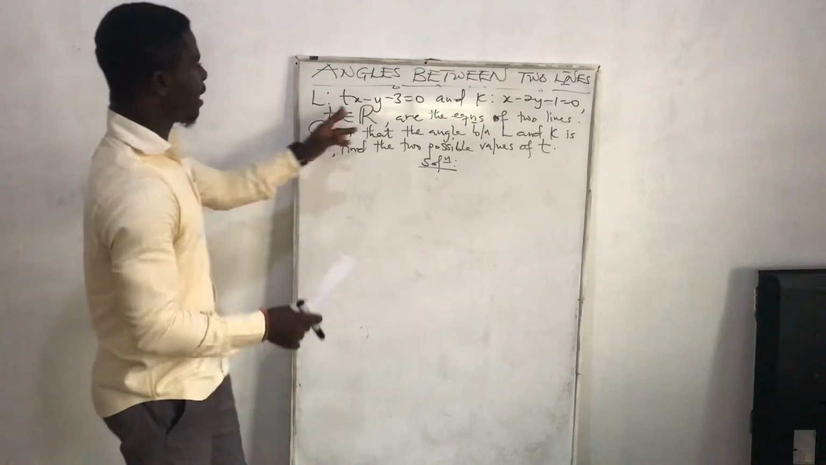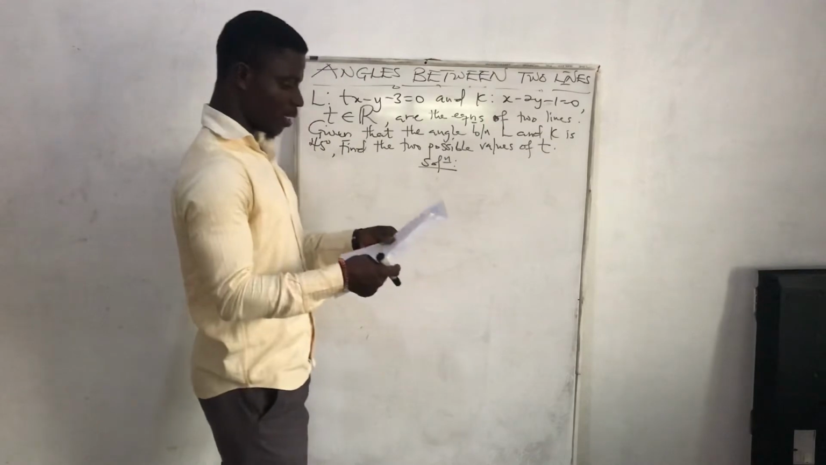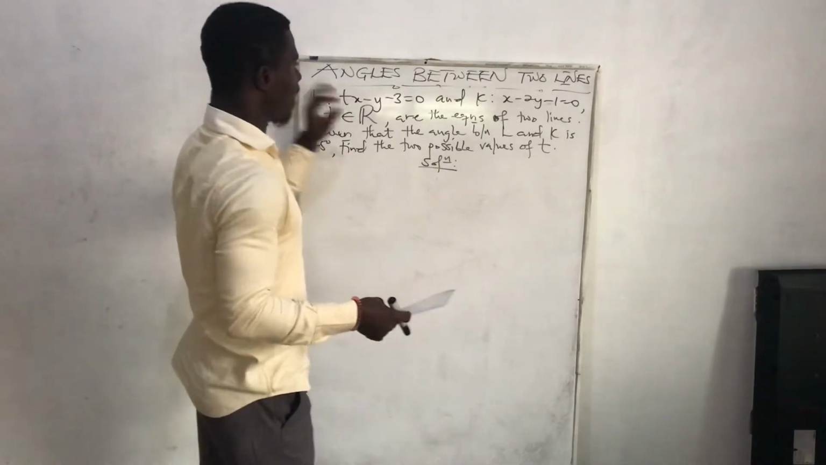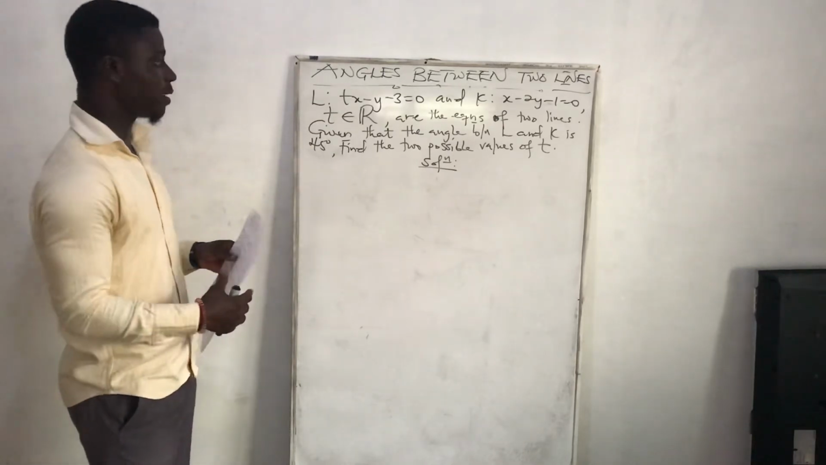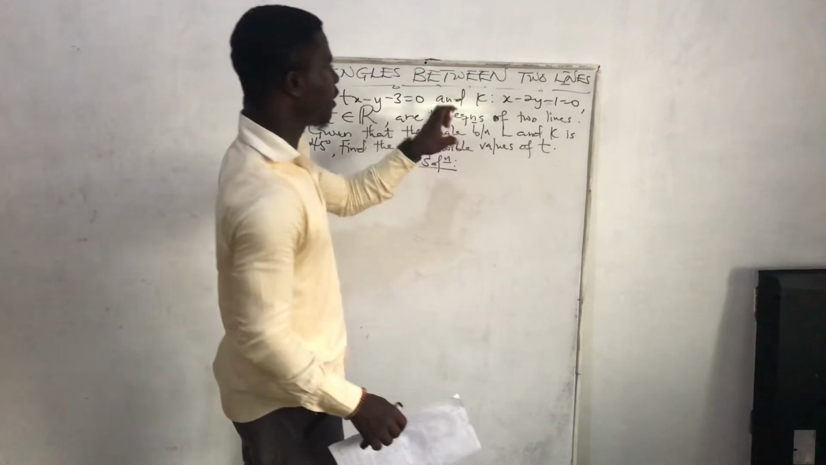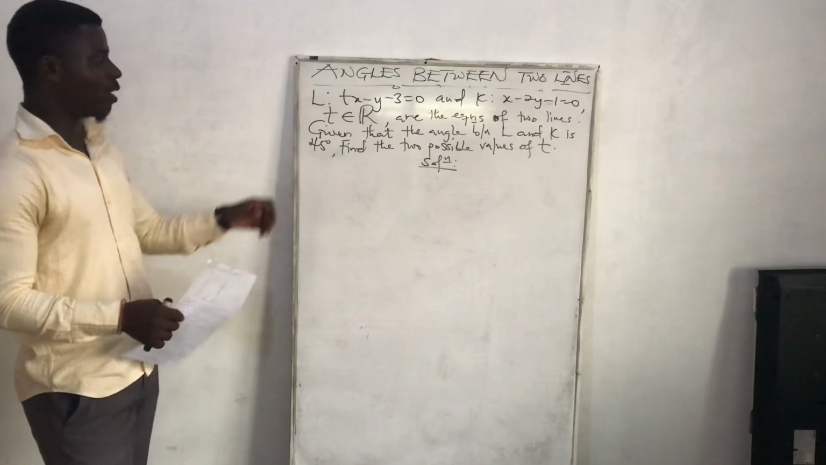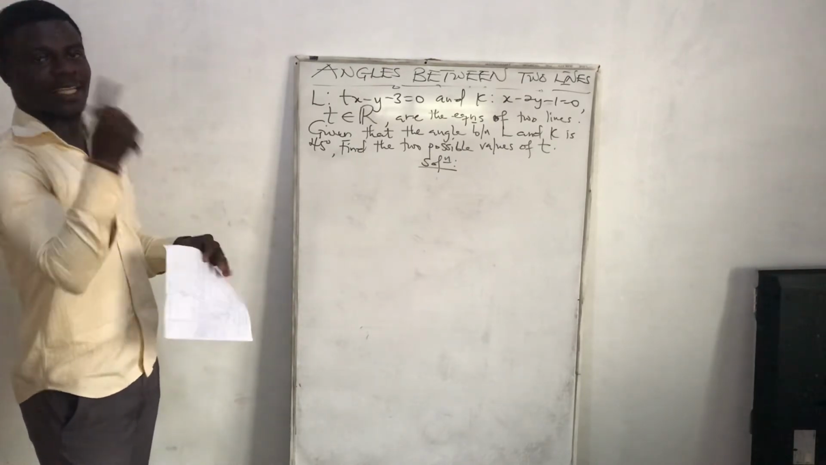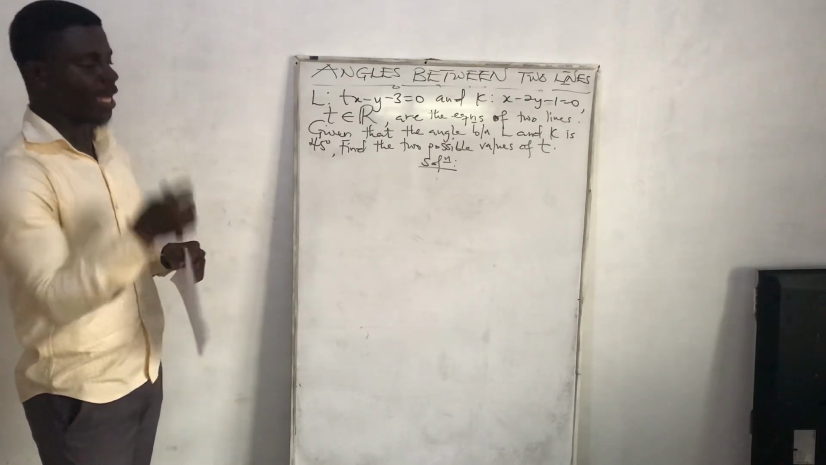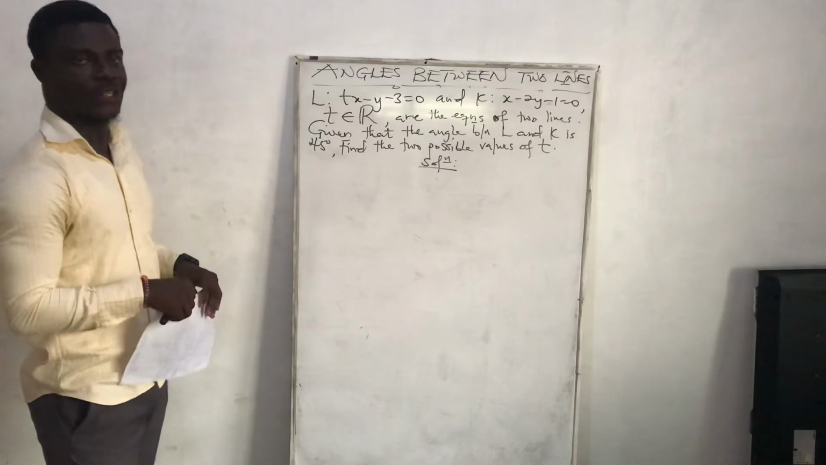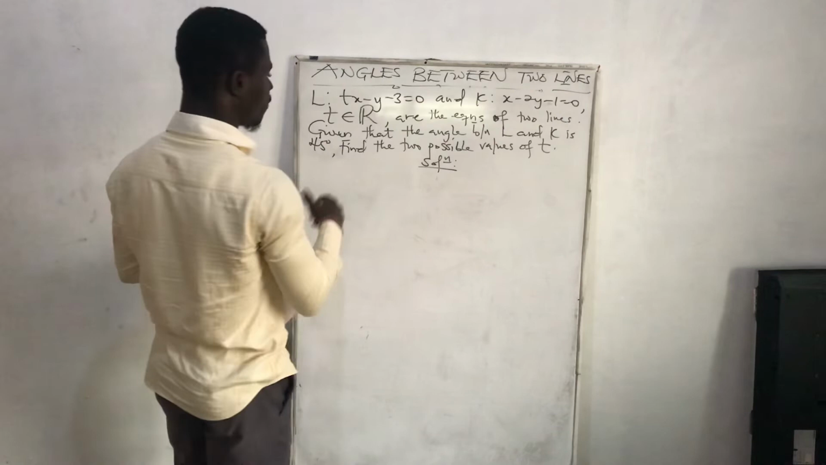So now L: tx minus y minus 3 equals 0, and K: x minus 2y minus 1 equals 0, where t is a member of the real numbers, so it can be a set, right? These are the equations of two lines. Given that the angle between L and K is 45, this time around they've given you the angle already. Theta is 45 degrees. You are not calculating for any angle here. You are finding the two possible values of t.